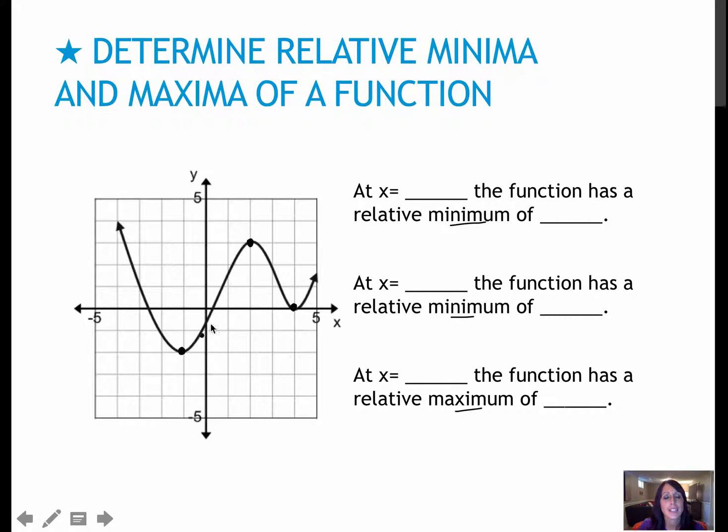So looking at this one, I see that it's lower than everything around it. So at x equals -1, we have a minimum of -2. So it's a relative minimum because it's smaller relative to everything around it. At x equals 2, we have a maximum, a relative maximum of 3. So at x equals 2, we have a relative max of 3 because it's higher than everything around it. And then at x equals 4, we have a relative minimum of 0 because it's smaller, lower than everything around it.